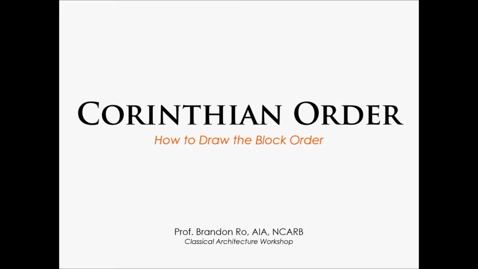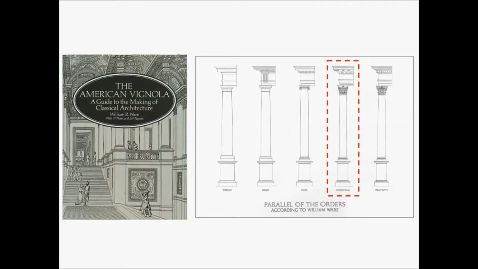My name is Professor Brandon Rowe, and today we are going to be learning about the Corinthian order. More specifically, our lesson will be looking at how we can draw the block order for this Corinthian order. But before we begin, a couple things to note. We are going to be using the American Vignola, a guide to the making of classical architecture by William Ware.